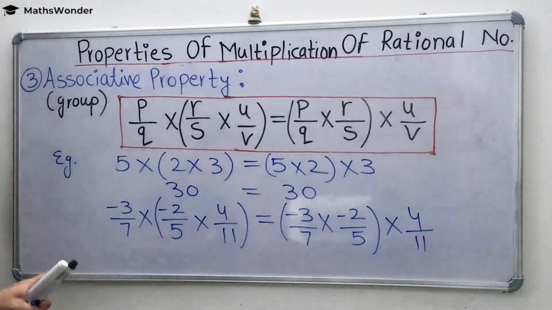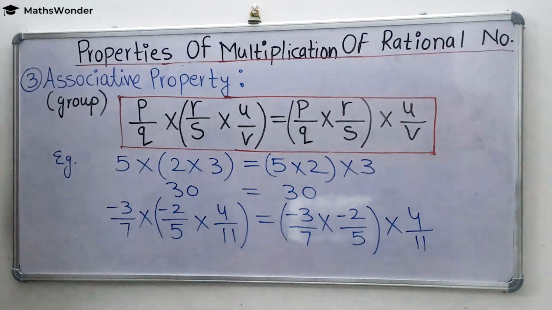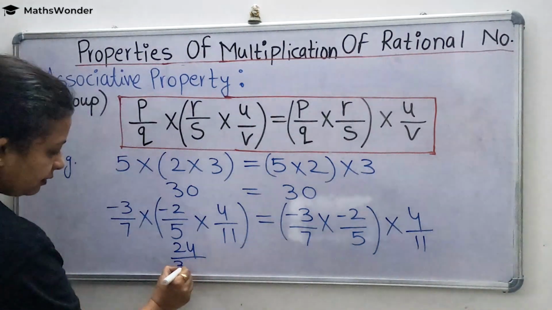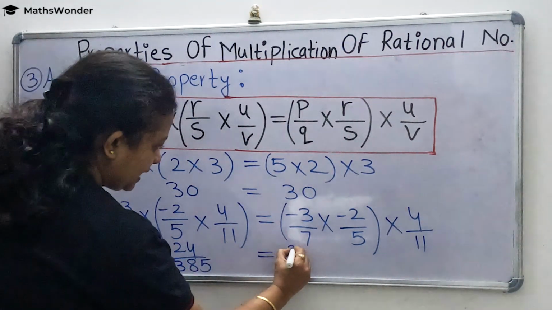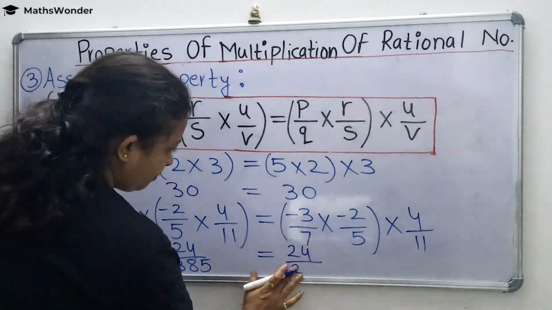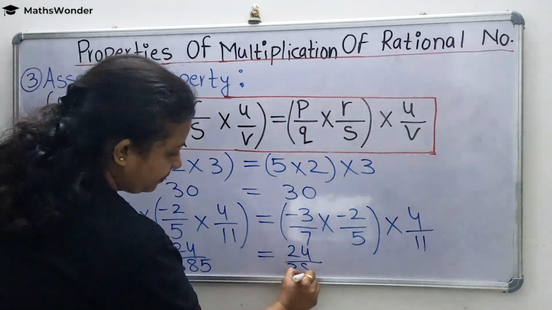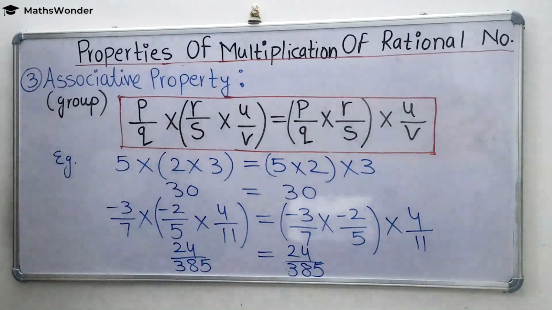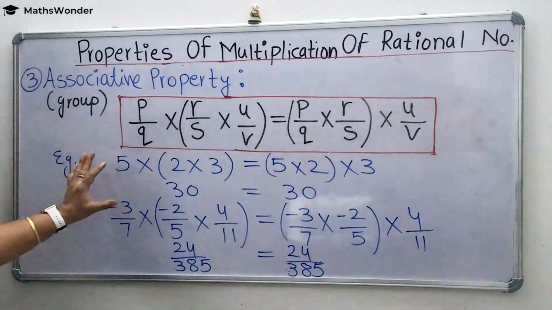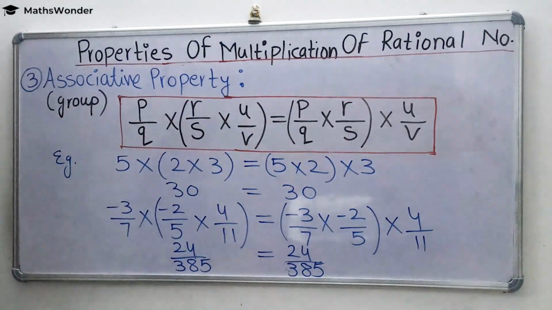So when you find this, can I write the direct answer? Yeah, 24 over 385. When you solve it, we get the same answer on both sides. Same product, 24 over 385. So yes, this proves that the associative property works on multiplication. The product of three rational numbers remains the same even if their grouping is changed. This is the conclusion.